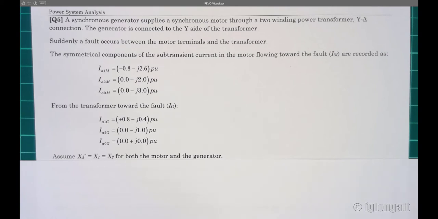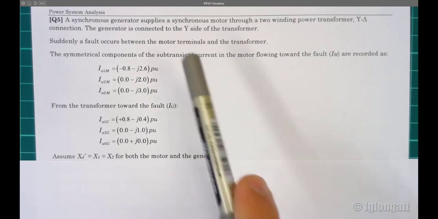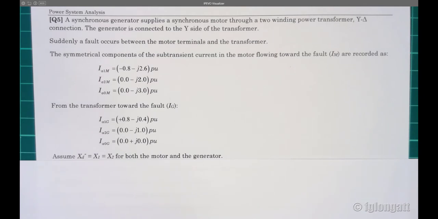Here we have a synchronous generator that supplies electricity to a synchronous motor using a two-winding power transformer, and this two-winding power transformer is star delta connected. The generator is connected on the star side of the transformer.